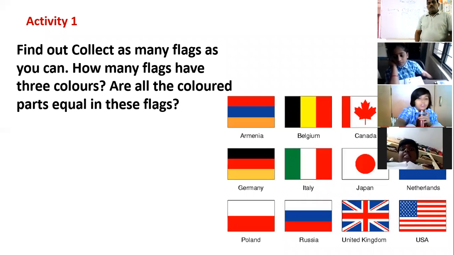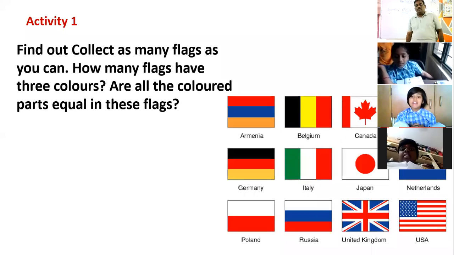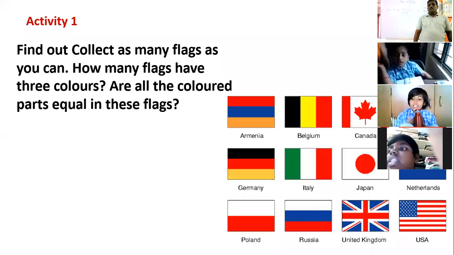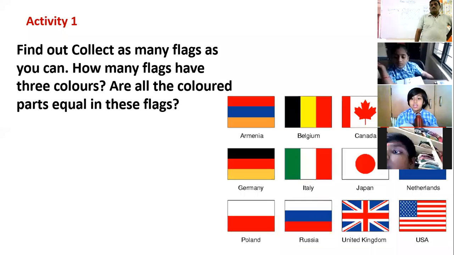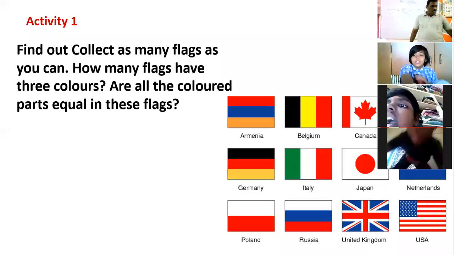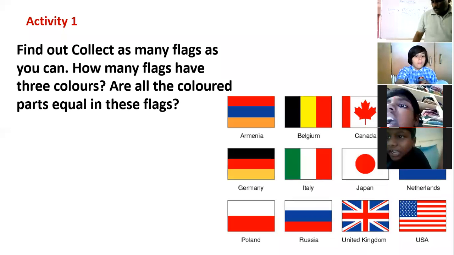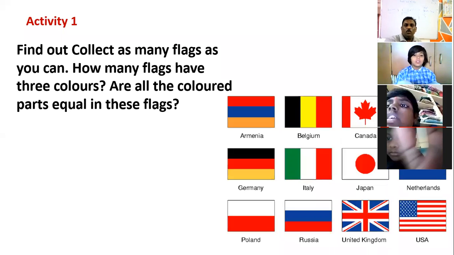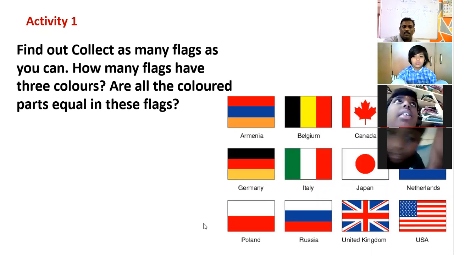Sir, America, big. America, Germany, Armenia. The first one is not America, it is Armenia. Netherlands, Italy. Sir, not US, because US does have three colors. China, sir. Here are a few flags I collected. You try some other flags other than this and do it.